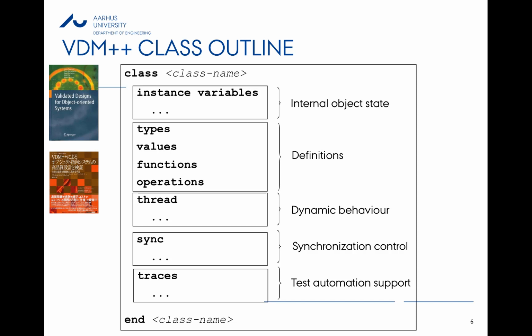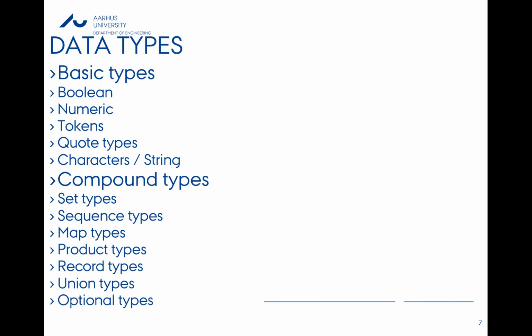And these are synchronized by something called permission predicates, so essentially logic. There's also, at this point in time, a notion of traces that's being used for test automation support for combinatorial testing, which is being talked about in a different presentation. So if we look at the data types perspective, there are a number of basic types and some compound types.